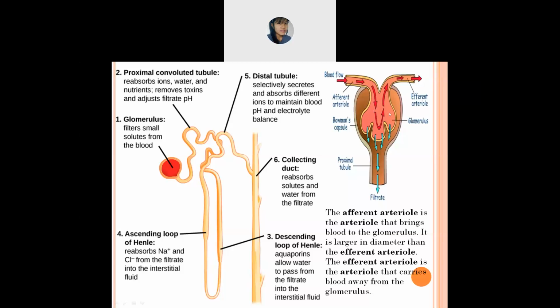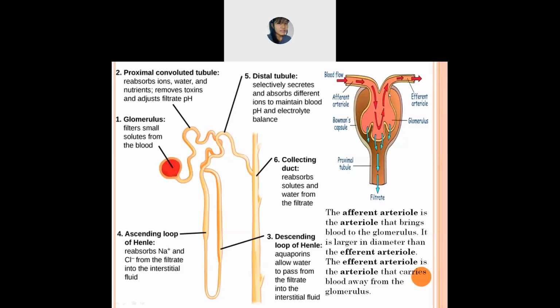It will get filtered in this glomerulus, but only one-fifth of the blood gets filtered. That one-fifth filtered blood will go towards the efferent arteriole. So only one-fifth of the blood becomes pure, or filtered, and it goes to the efferent arteriole and passes to different parts of your body. That is all about the afferent and the efferent.